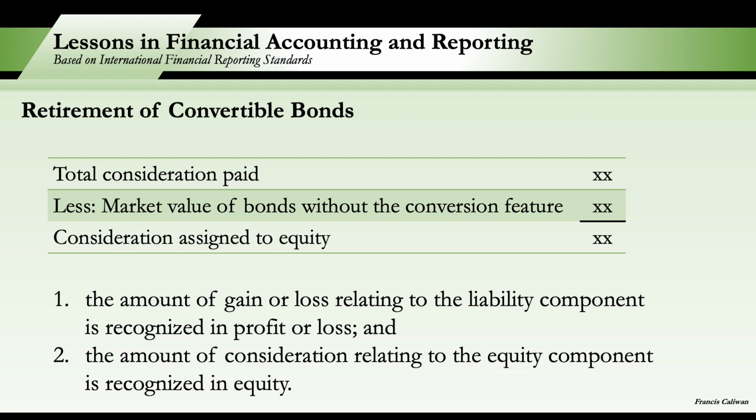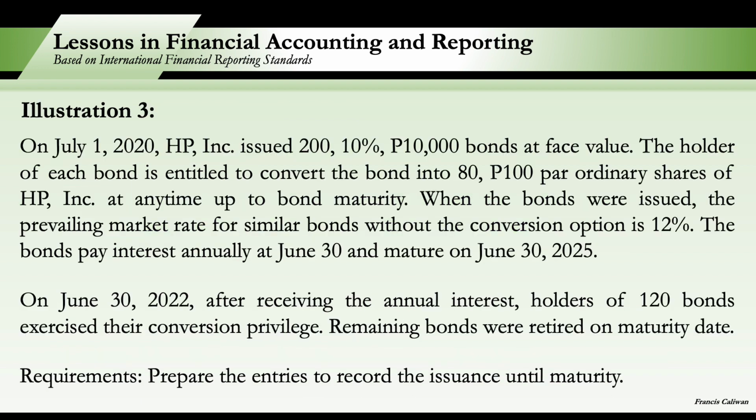Once the allocation of the consideration is made, any resulting gain or loss is treated in accordance with accounting principles applicable to the related component as follows. The amount of gain or loss relating to the liability component is recognized in profit or loss, whereas the amount of consideration relating to the equity component is recognized in equity. So, consistent tayo. There is no profit or loss amount in relation to transactions with the equity component. Okay? Okay, so for accounting for convertible bonds, let us have this illustration.